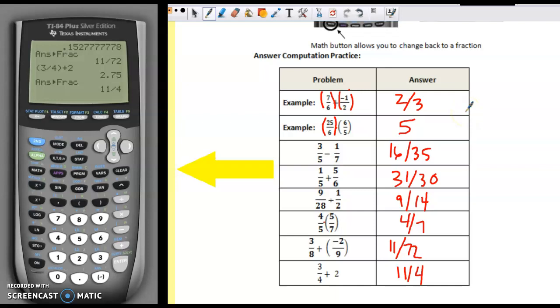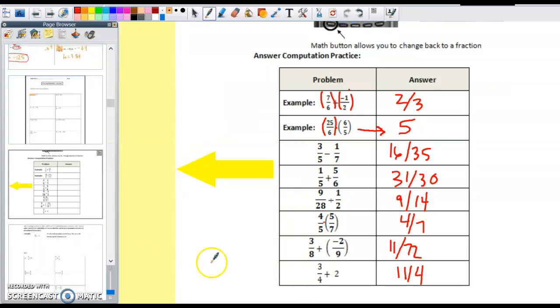So again, rule of thumb is that when you're working with fractions, oftentimes you are going to get a fractional answer. Your calculator is initially going to show it to you as a decimal, so take it back, hit that math button, hit enter twice, and you'll get it back into the fractional form for your answer. If you end up with a whole number, like example number 2, you can keep it. You don't have to change it back to a fraction. That is the only time where we can keep the answer in the form that we have.